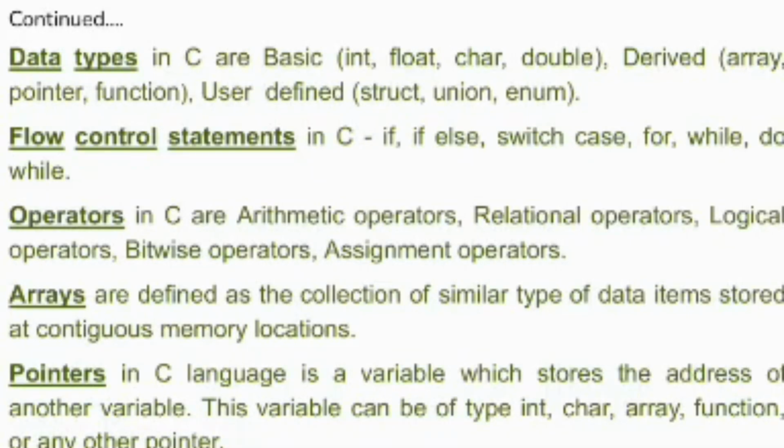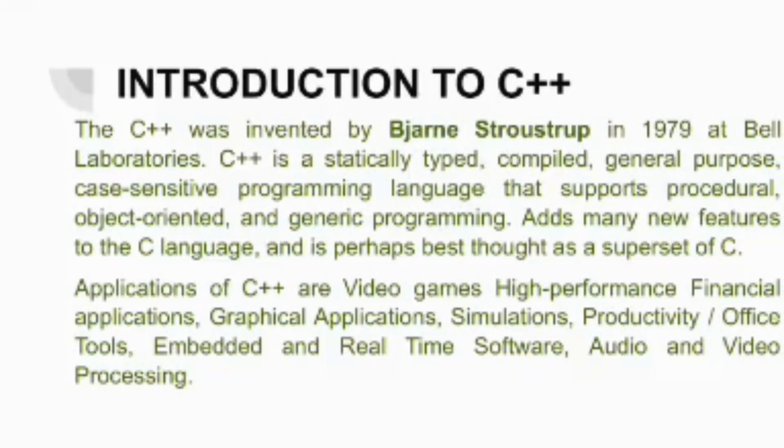The operators in C are arithmetic operators, relational operators, logical operators, bitwise operators, and assignment operators. Arrays are defined as collections of similar types of data items stored in contiguous memory locations. A pointer in C is a variable which stores the address of another variable. This variable can be of type int, char, array, function, or any other pointer.